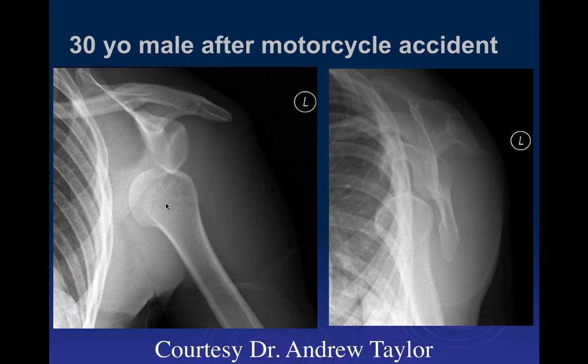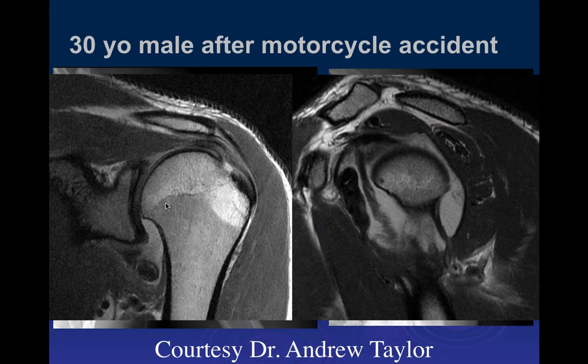So you have a 30-year-old male after a motorcycle accident. We have two views of the left shoulder that demonstrate inferior and anterior dislocation of the humerus, and then now they've been relocated. So we have a coronal T1 and a sagittal T2.